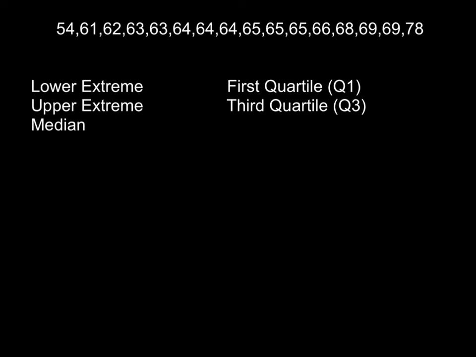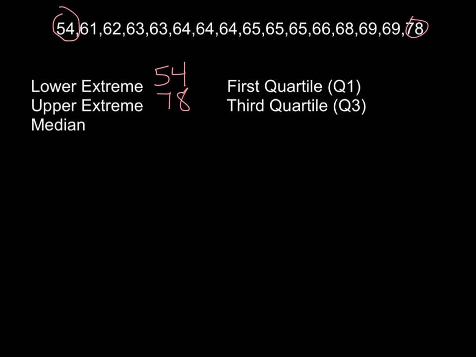Let's go ahead and fill in some of this data. Let's begin by filling in our lower and our upper extreme. The lower extreme is quite simply the smallest value in our data set, so 54. And the upper extreme is the highest value in our data set, so 78. It's real easy to find these two. There's the lower extreme, there's the upper extreme. And in fact, I'll just go ahead and circle those so we can know what we're talking about.